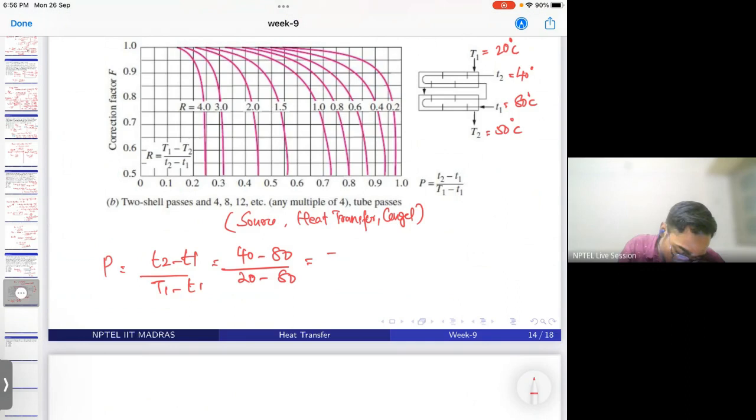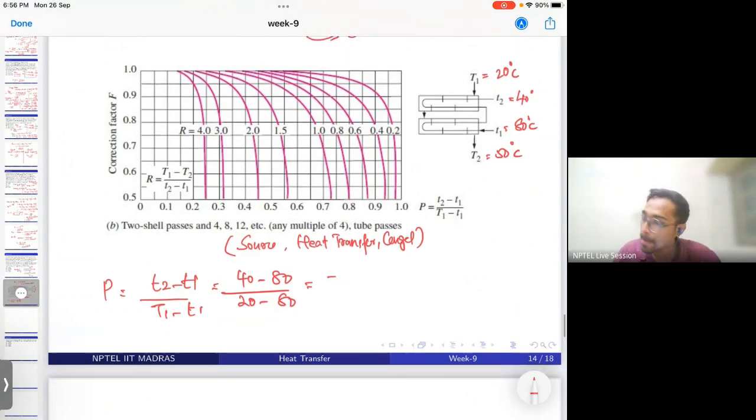that is minus 40 by minus 60, it will become 2 by 3.